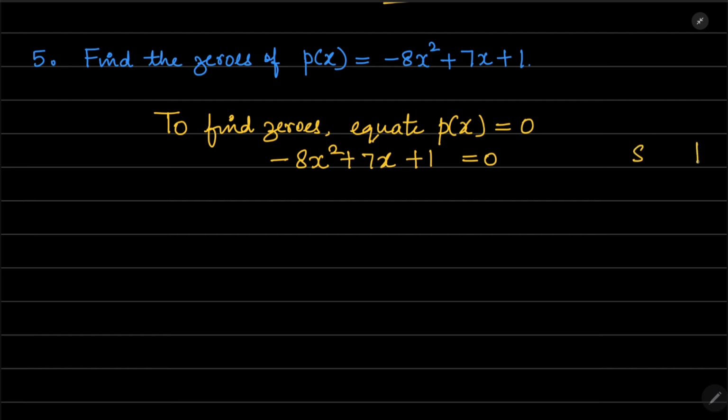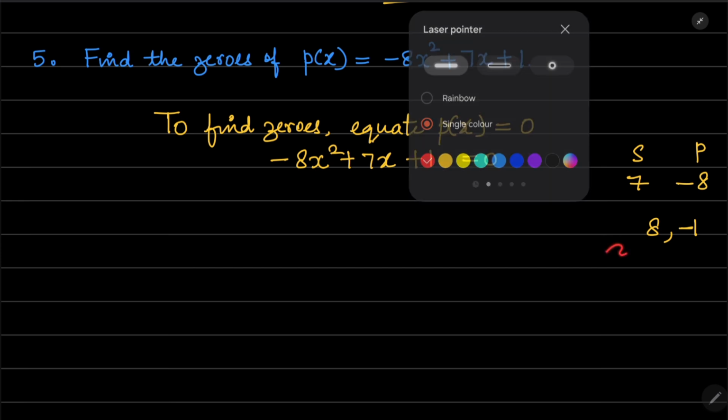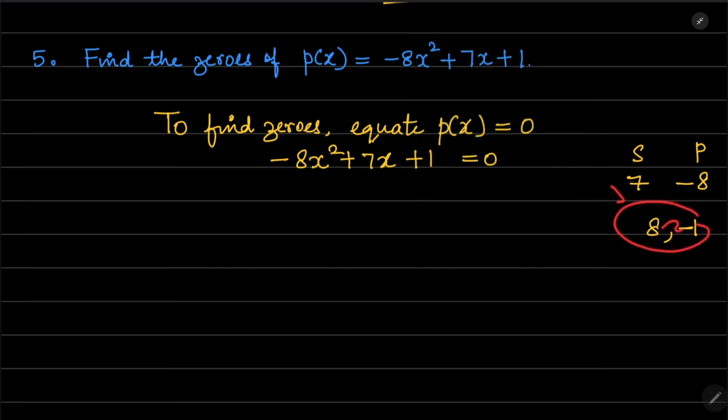So what is the sum and the product value? Sum is nothing but 7. That is your b is your sum, and product is nothing but a multiplied by c. So it is minus 8 into 1, minus 8. So 8 into 1 will be 8. If I put a negative sign to the smaller value, I'll get a positive. So 8 minus 1 is 7. 8 multiplied by minus 1 is minus 8. So these two are the values for your middle term splitting. So let's do the middle term splitting.